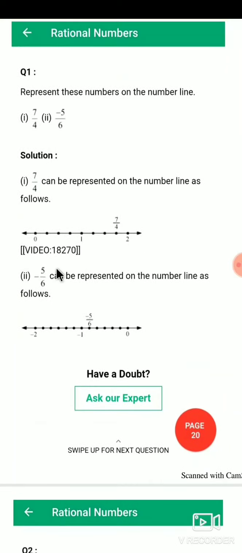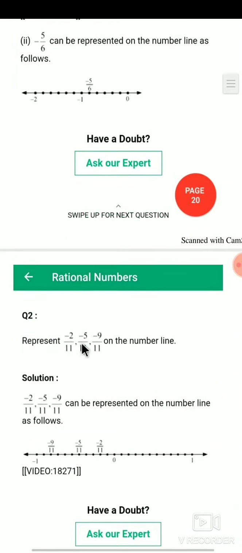Similarly, minus 5 by 6: we have to divide this into 6 equal parts. This is minus, so we move to the left side. The first one is minus 1 by 6, minus 2 by 6, minus 3 by 6, minus 4 by 6, and this is minus 5 by 6. Next will be minus 6 by 6, which is minus 1. Clear? Now we will move on to question number 2.